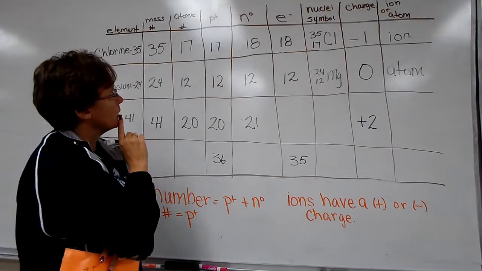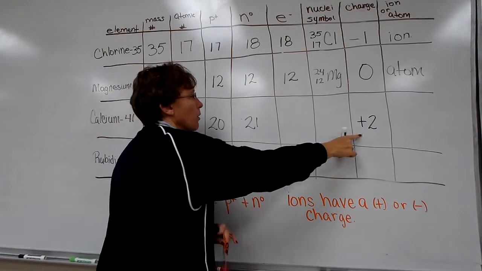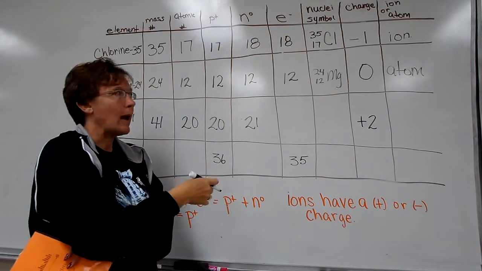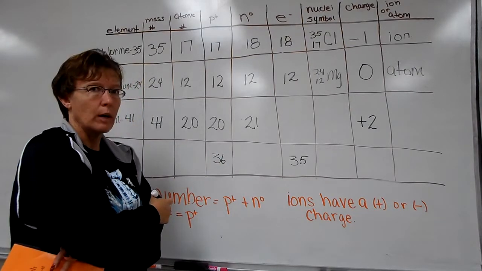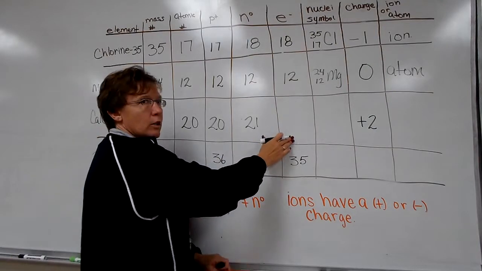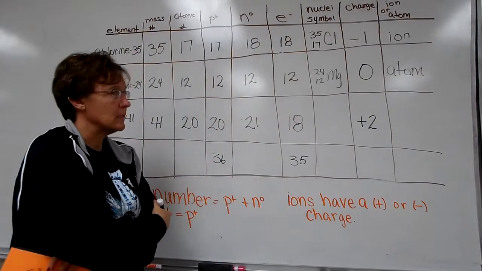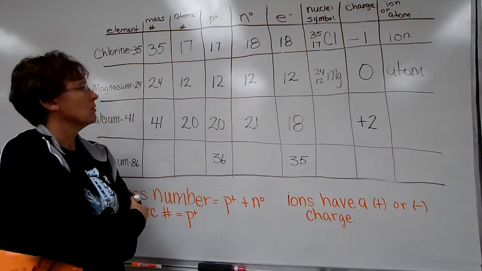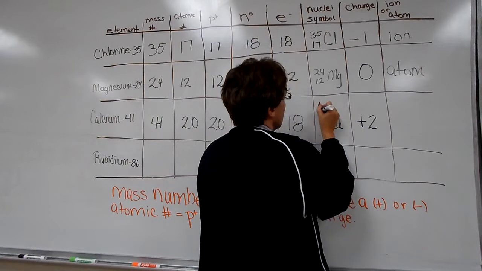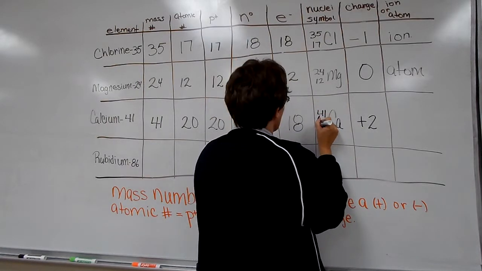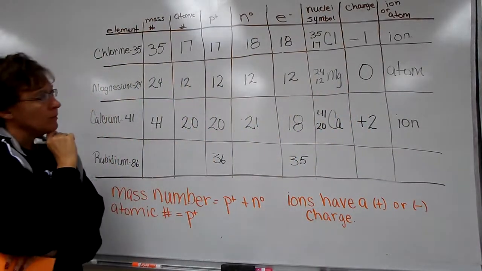Now we have to figure out the number of electrons. Okay, so this one might be a little bit tricky. We have to think about this. We've got 20 protons and we've got a +2 charge, which means that we have to have 2 more positive protons than we have electrons. Okay? Does that make sense? How many electrons are we going to have? 18, right? Because we've got to have 2 more positives than negatives. Got it? Okay. And then our nuclei symbol, Ca, 41, mass number over atomic number. And since this has a charge, this one is an ion.